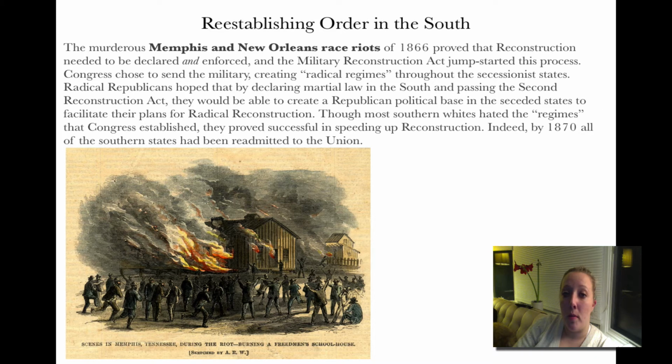Radical Republicans hoped that by declaring martial law in the South and passing the Second Reconstruction Act, they would be able to create a Republican political base in the seceded states to facilitate their plans for radical Reconstruction. Though most Southern whites hated the regimes that Congress established, they proved successful in speeding up Reconstruction. Indeed, by 1870, all of the Southern states had been readmitted to the Union.